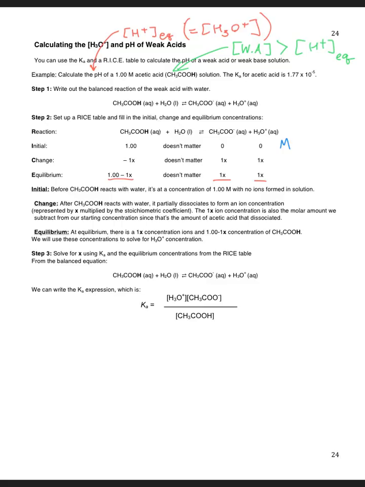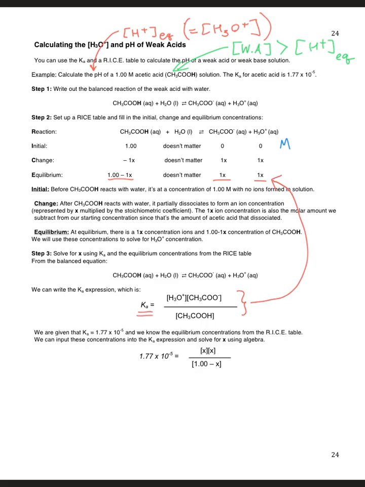Next, to solve for the concentration at equilibrium, you will need to set up the Ka expression, which comes from the concentration of the products divided by that of the reactant. Note that these concentrations must be the equilibrium concentrations only, because we are using the equilibrium constant Ka. Next, plug in the given value of Ka, 1.77 times 10 to the negative 5, that the problem gives, and plug in the concentrations from the equilibrium point, which are x and x for acetate and hydronium ions, and 1 minus x from the concentration of acetic acid at equilibrium.